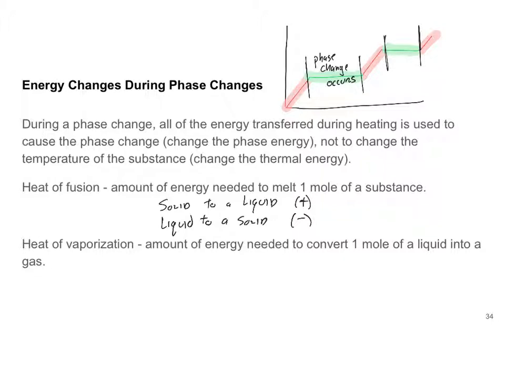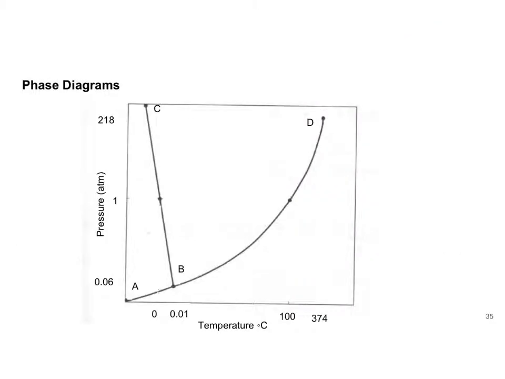So then the next thing that we talk about is heat of vaporization. Again, amount of energy needed to convert 1 mole of liquid into a gas. So we would take liquid to gas, which again is a positive situation, and a gas to a liquid would be a negative situation. So how this all relates is to something that we call phase diagrams.